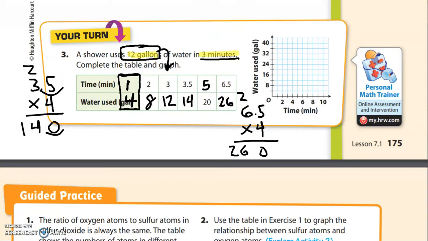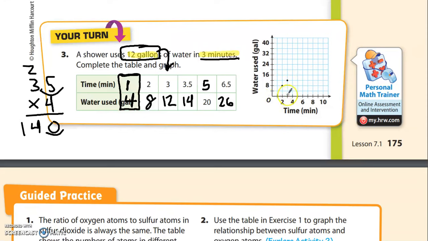The next question then says to complete the table, and now we've got to complete the graph. So the graph means to take the minutes, that's the top row, and count over 1 and up 4. Well, that one's actually not in the graph, so you wouldn't do that one. The first one would be over 2 and up 8. The second one would be over 3 and up 12.